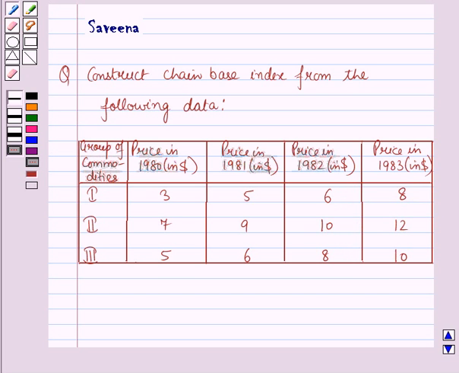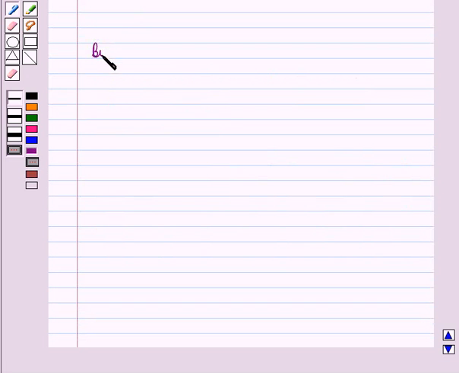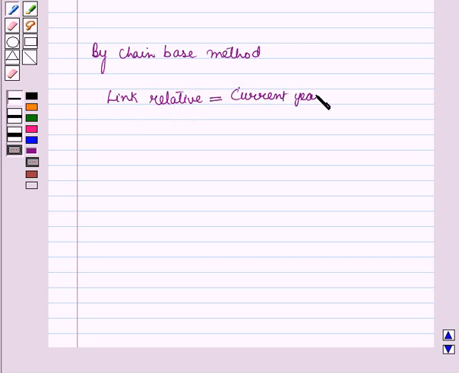Now before starting the solution of this question, we should know a result. By the chain-based method, we can find the link relative by using the formula: link relative is equal to the current year's price over the previous year's price, into 100.